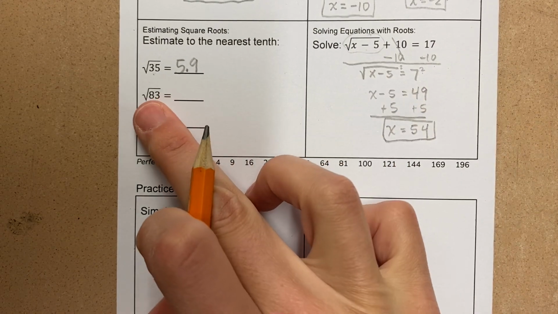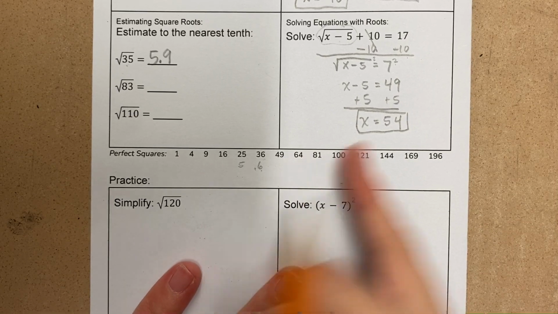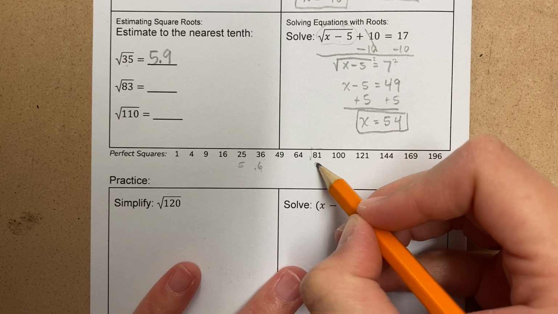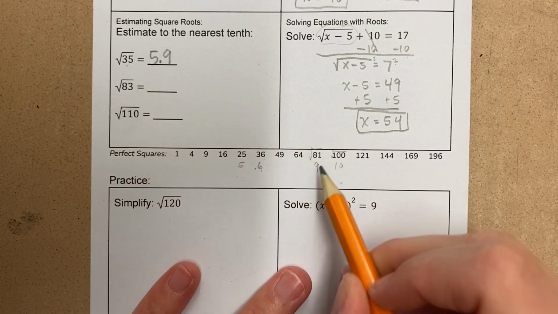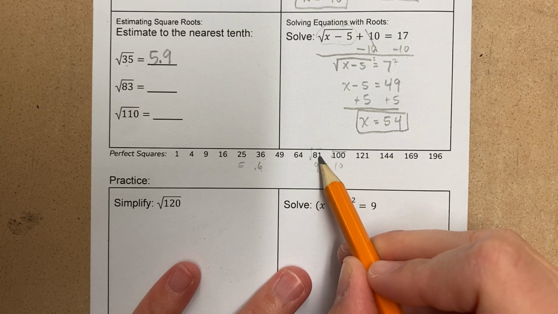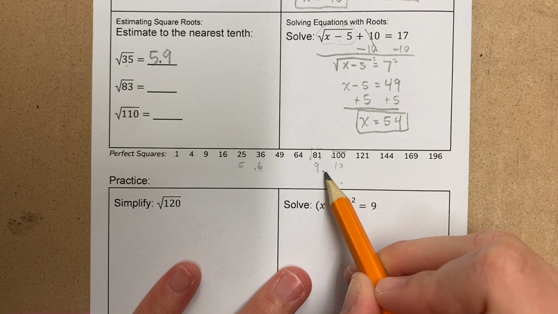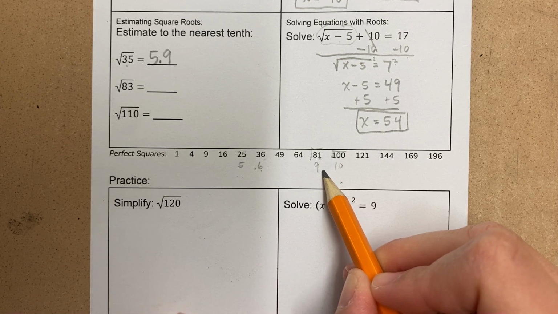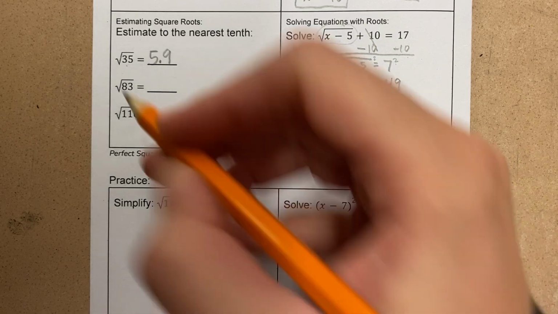Okay, square root of 83. Now if I square root 81, I get 9, right? If I were to square root 81, I would get the number 9. And if I were to square root 100, I would get 10. So the square root of 83 is going to be somewhere in between those two numbers, but 83 is definitely way closer to 81 than to 100. It's actually pretty much right next to 81. So I will call this 9.1. If you put 9.2, 9.1 is better.